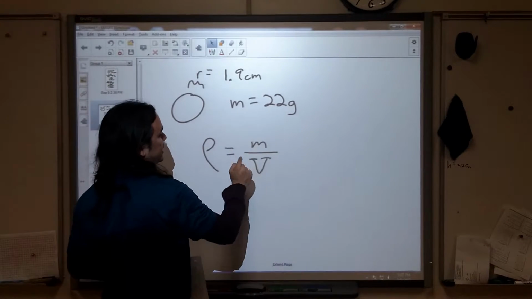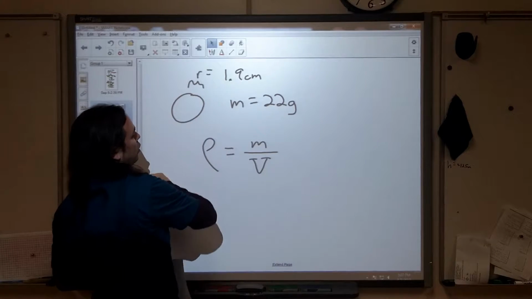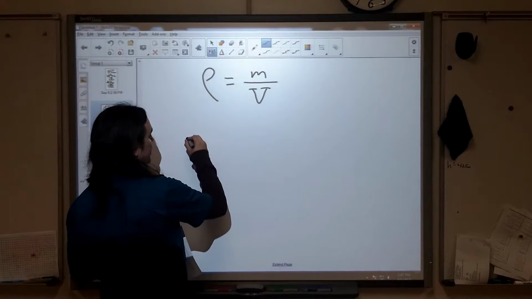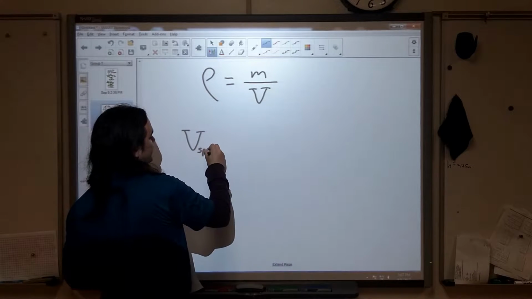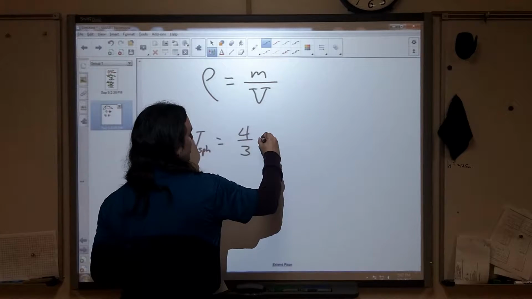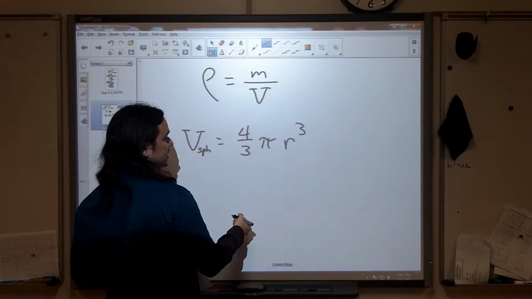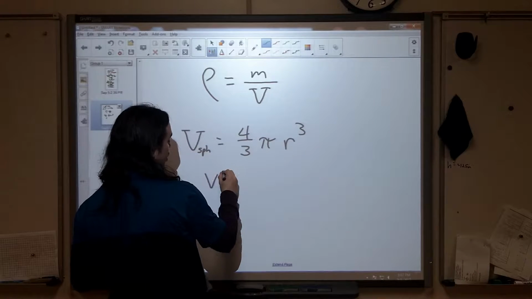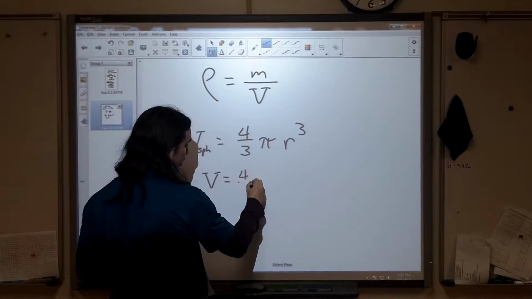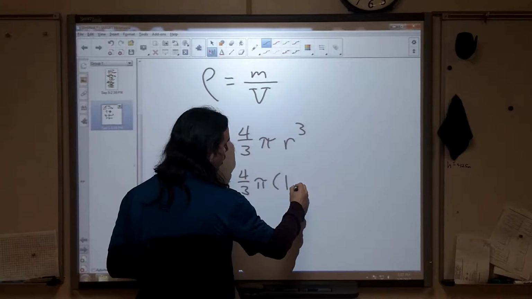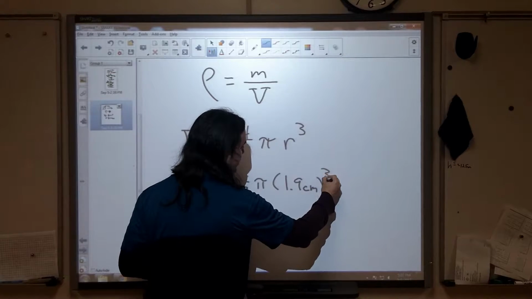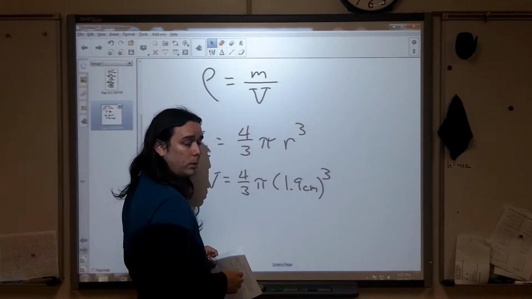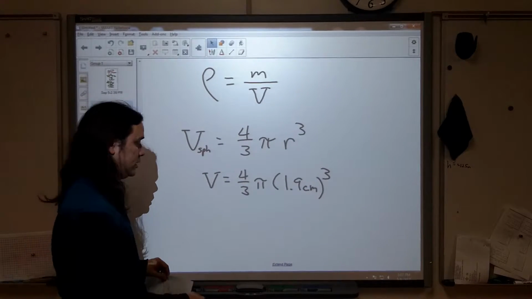Well, we've got the mass, but now we need the volume. This is a ball bearing, so it is a sphere, which means we're going to use the equation like we saw in class. The volume of a sphere is equal to 4/3 pi r cubed. On the upside, we know 4, we know 3, we know pi, and we know the radius. So the volume for this ball bearing will be 4/3 pi times the quantity 1.9 centimeters, cubed. And I say quantity because it's not just the 1.9, it's the 1.9 centimeters. All of it gets cubed.